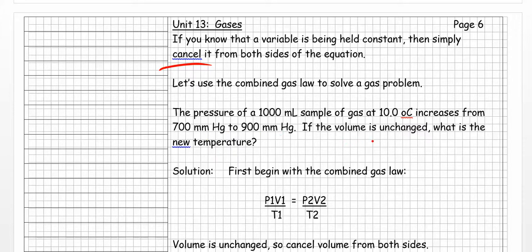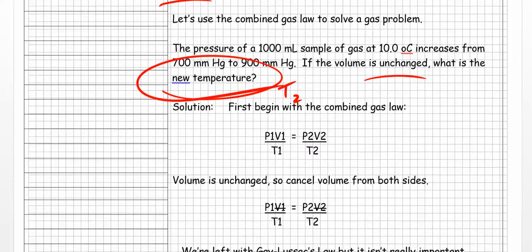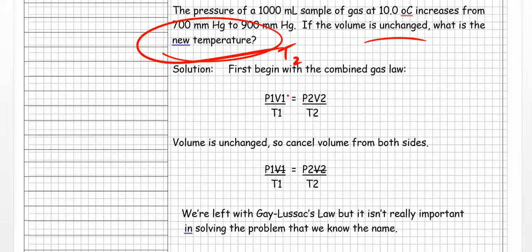It says if the volume is unchanged, that's a clue right there. When it says volume is unchanged, that tells you that V's are going to cancel from both sides of the equation. And they're asking me, what's the new temperature? So what I'm really looking for is T2. So the first thing we're going to do is begin with the combined gas law. This is the combined gas law: P1V1 over T1 is equal to P2V2 over T2.